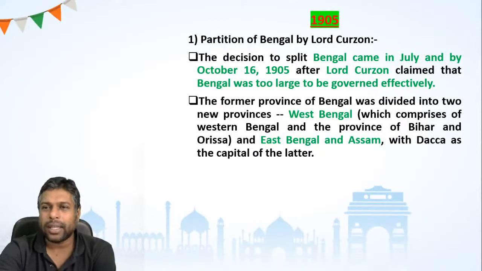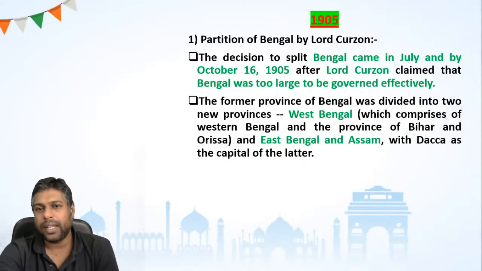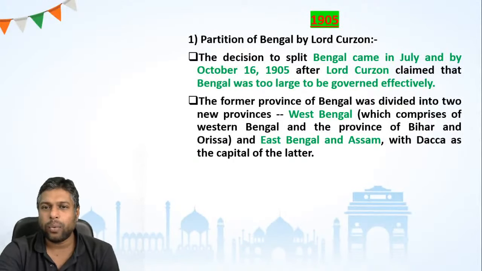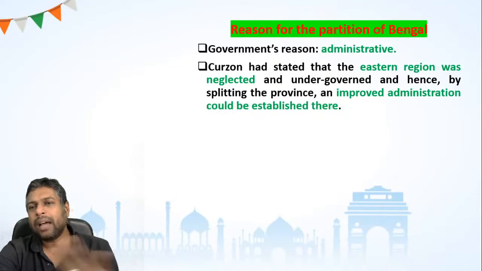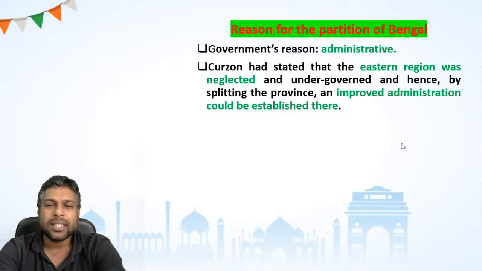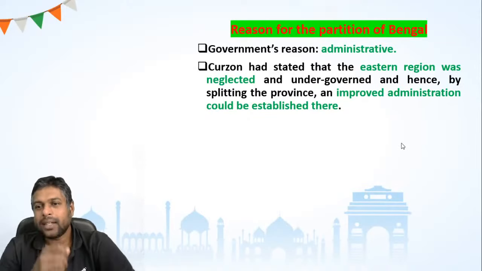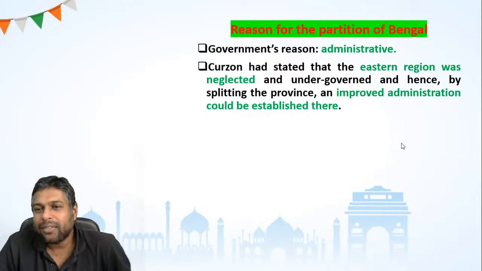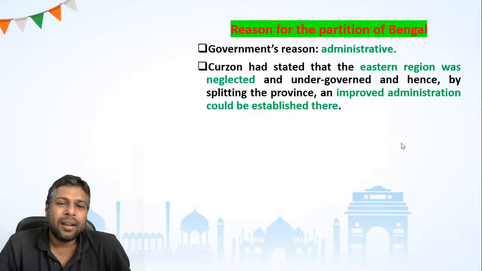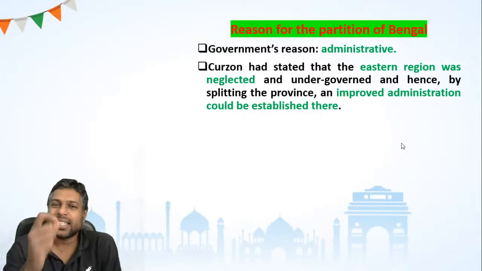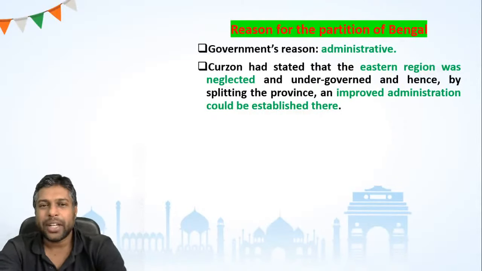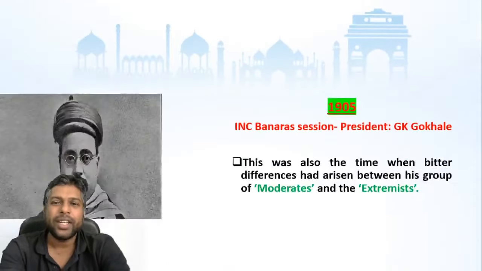Partition of Bengal by Lord Curzon, of course. The decision to split Bengal came in July, and by October 16th, after Lord Curzon claimed that Bengal was too large to be governed effectively, the province of Bengal was divided into two provinces, West and East Bengal. The government stated that the reason was administrative. Of course, we all know that there were certain other purposes, like the religious divide that the British really wanted to establish and continue with.